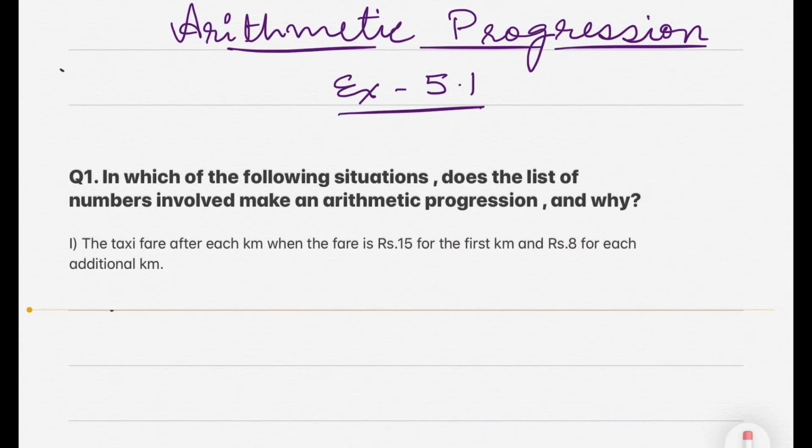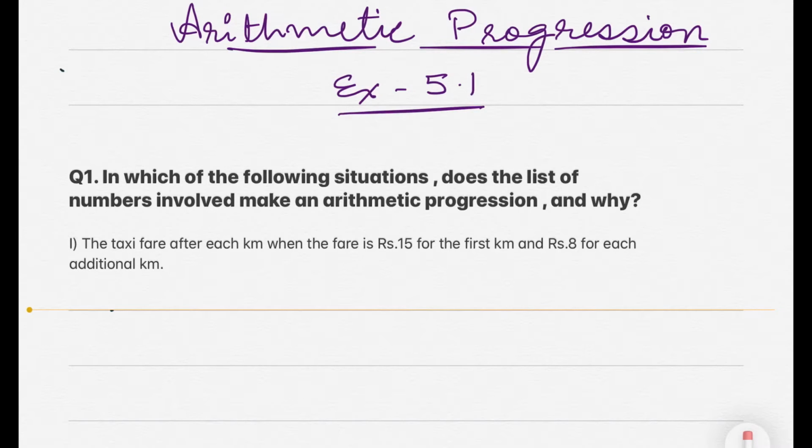Today we are starting the chapter of arithmetic progression and we are doing NCERT solutions. Now this is exercise 5.1. Question number 1 says, in which of the following situations does the list of numbers involved make an arithmetic progression? And you have to give the reason why.